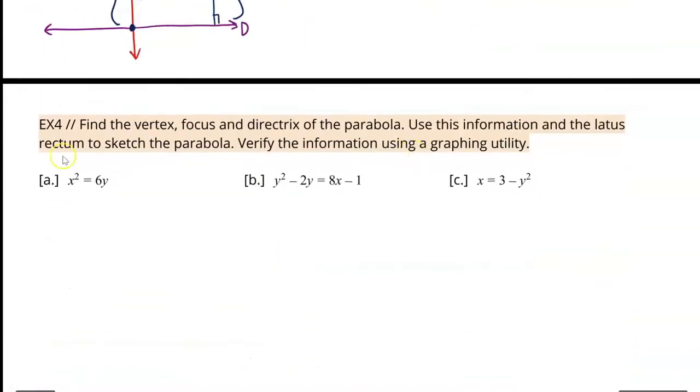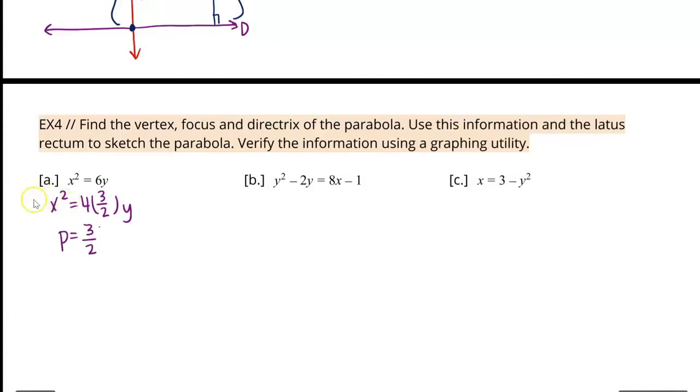Okay, so for these 3 parabolas, we're going to find some information about them and then sketch them. So for the first one, x squared equals 6 times y. I've got the x stuff on one side, the y stuff on the other. The only other thing I would want to do is factor a 4 out of that 6. 6 divided by 4 simplifies to 3 halves. So 4 times 3 halves is the same thing. I want it like that because that gives me my p-value.